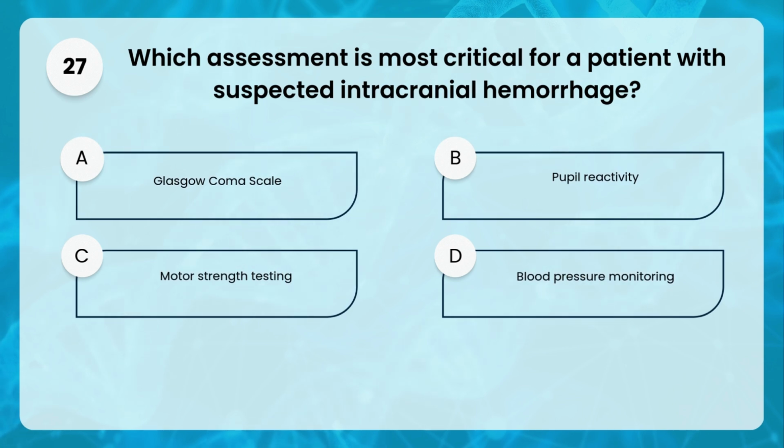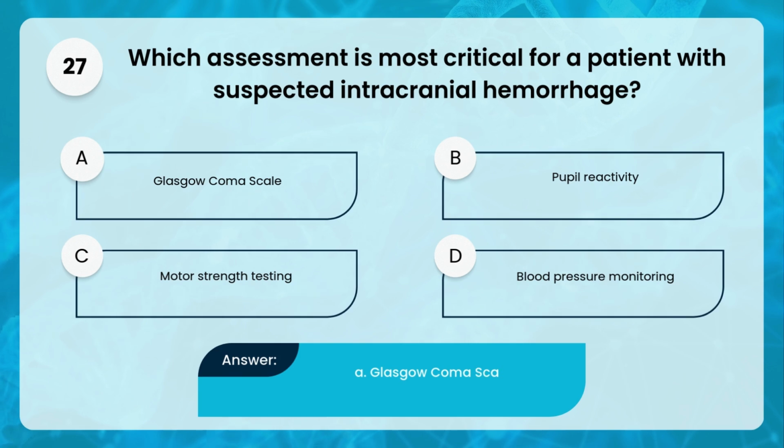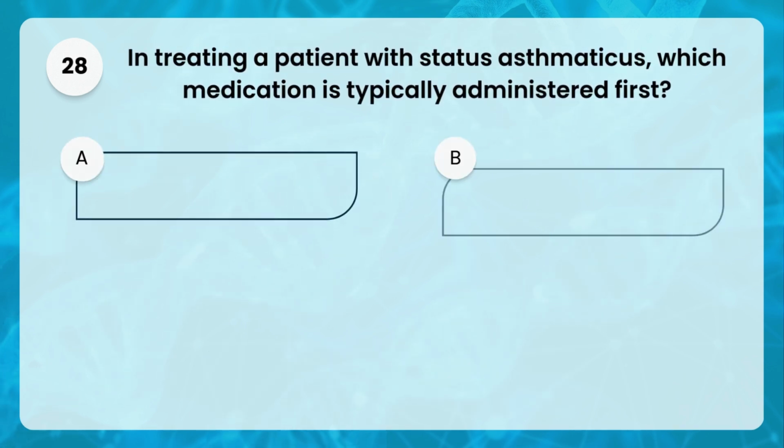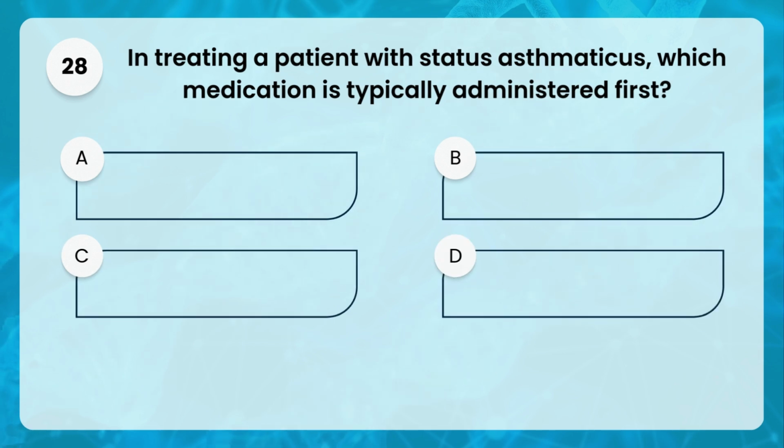27. Which assessment is most critical for a patient with suspected intracranial hemorrhage? A. Glasgow Coma Scale, B. Pupil reactivity, C. Motor strength testing, or D. Blood pressure monitoring. The answer is A. Glasgow Coma Scale.